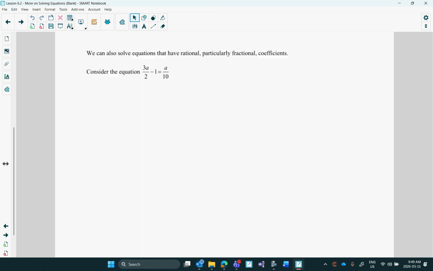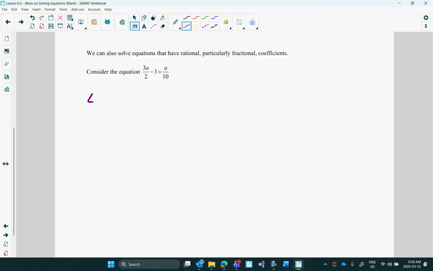Yes. Basically. How would I get rid of divide 2? Times 2. How would I get rid of divide 10? Times 10. But how would I get rid of divide 2 and divide 10 with one multiplication? Common denominator. Okay? What is the lowest common denominator of 2 and 10? Not 5. What's the smallest number that 2 and 10 go into? 10.